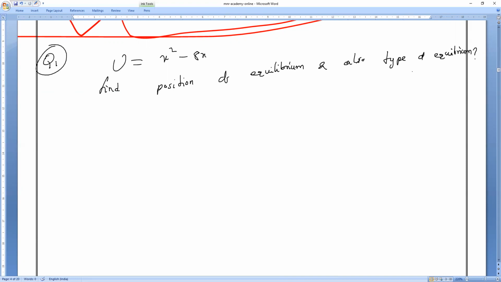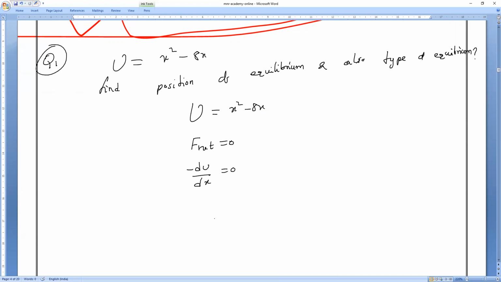Yes, sir. So now, what is the given function? Everyone check it now. The potential energy U is equal to x square minus 8x. So what do we have to do first? F net is equal to what? We have to prove it is 0. F net means differentiation: dU by dx is equal to 0.